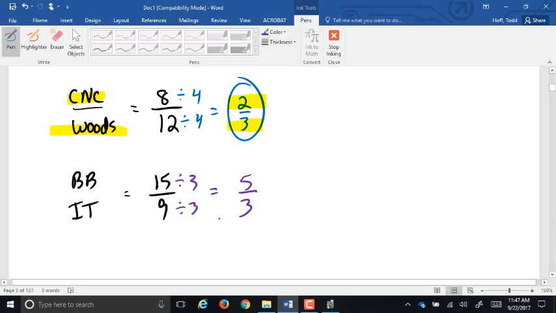But I cannot take, right now it looks like an improper fraction. I cannot change it into a mixed number because a ratio compares 2 numbers. So it's 5 to 3, it's not 5/3. So I would have to leave it as 5 to 3 like that.